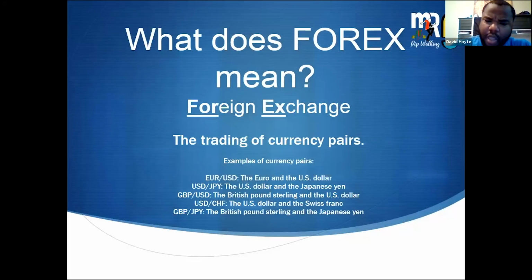So basically, examples of the currency pairs is you have Euro versus USD, which is the euro versus the US dollar. You have USD versus JPY, which is the US dollar versus Japanese yen. GBP versus USD, which is the British pound versus the US dollar, and so on. So you have different country currencies, which is their money.